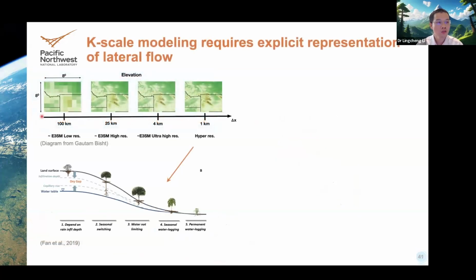When we go from the typical 100 kilometer resolution of Earth system modeling to the high resolution of 1 kilometer, the hillslope processes become more and more important, and the lateral flow effects should be very significant, and we cannot avoid this representation in K-scale modeling.